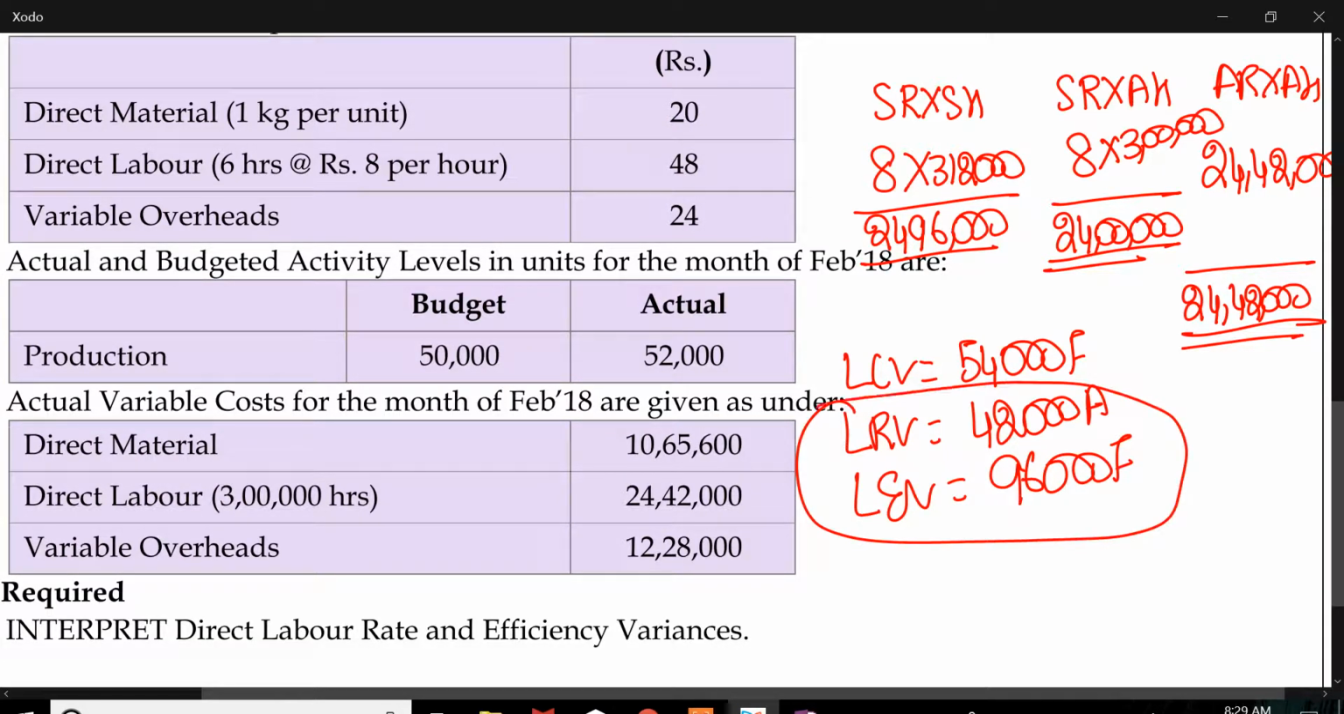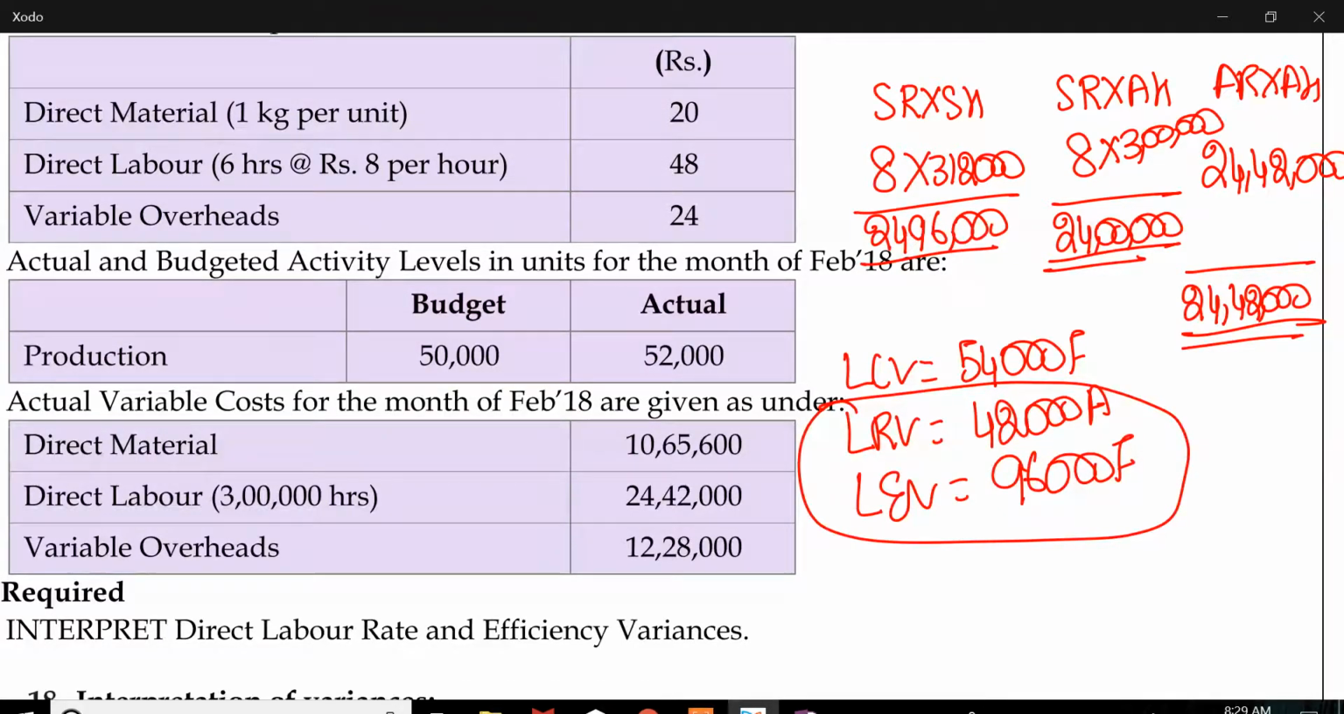They want us to interpret only these two variances, labor rate and labor efficiency. Rate is 42,000 adverse, efficiency is 96,000 favorable. We have already done all of this, so I'm not explaining in detail. In case you still need an explanation, let me know.